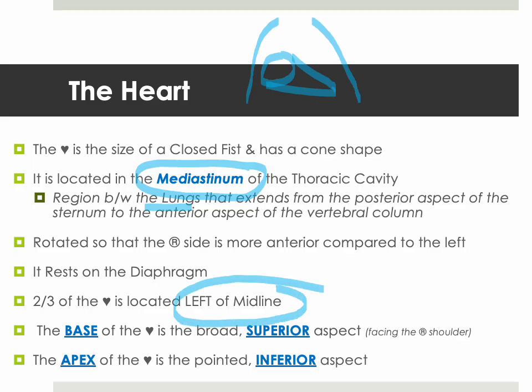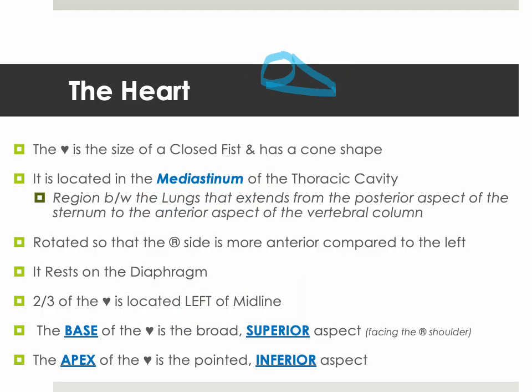Okay, as with the lungs, there's going to be a base and an apex. The difference here is that the base is going to be superior and the apex is going to be inferior. Just think about an upside down cone. Again, base is superior, apex is inferior. Okay?